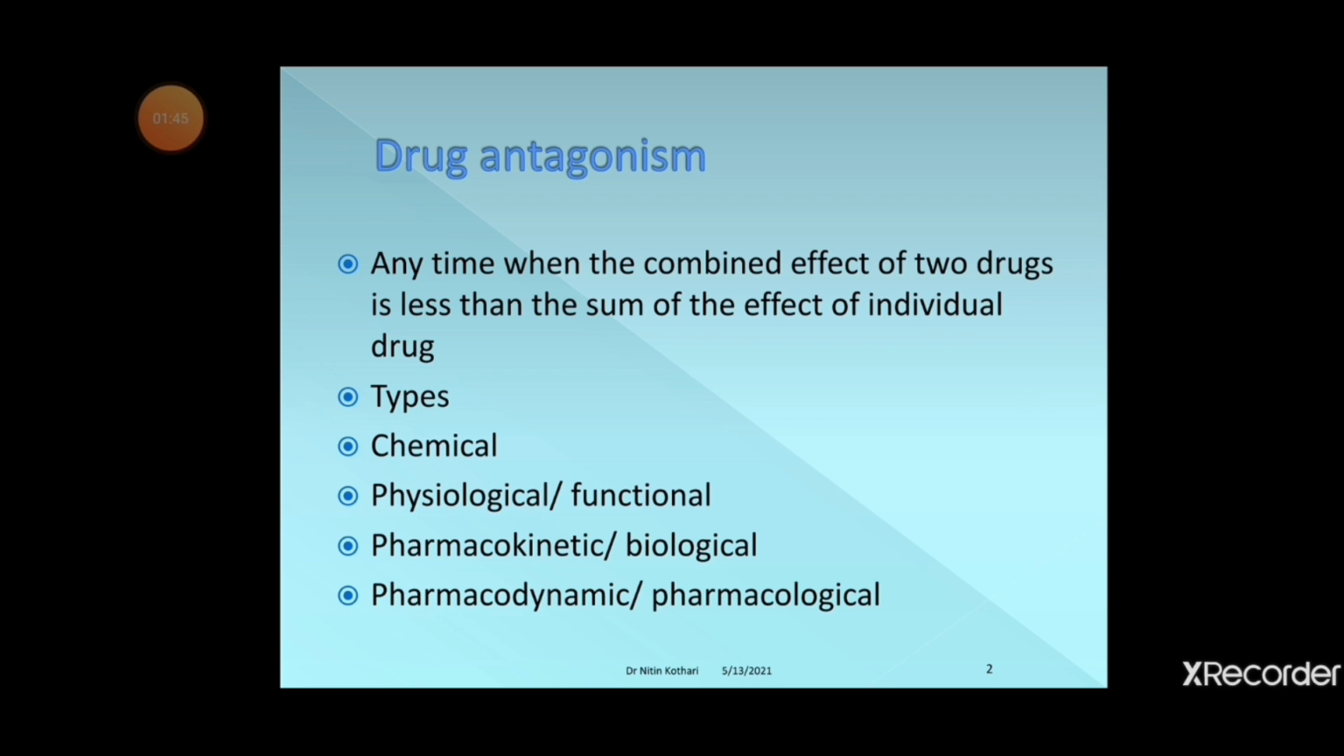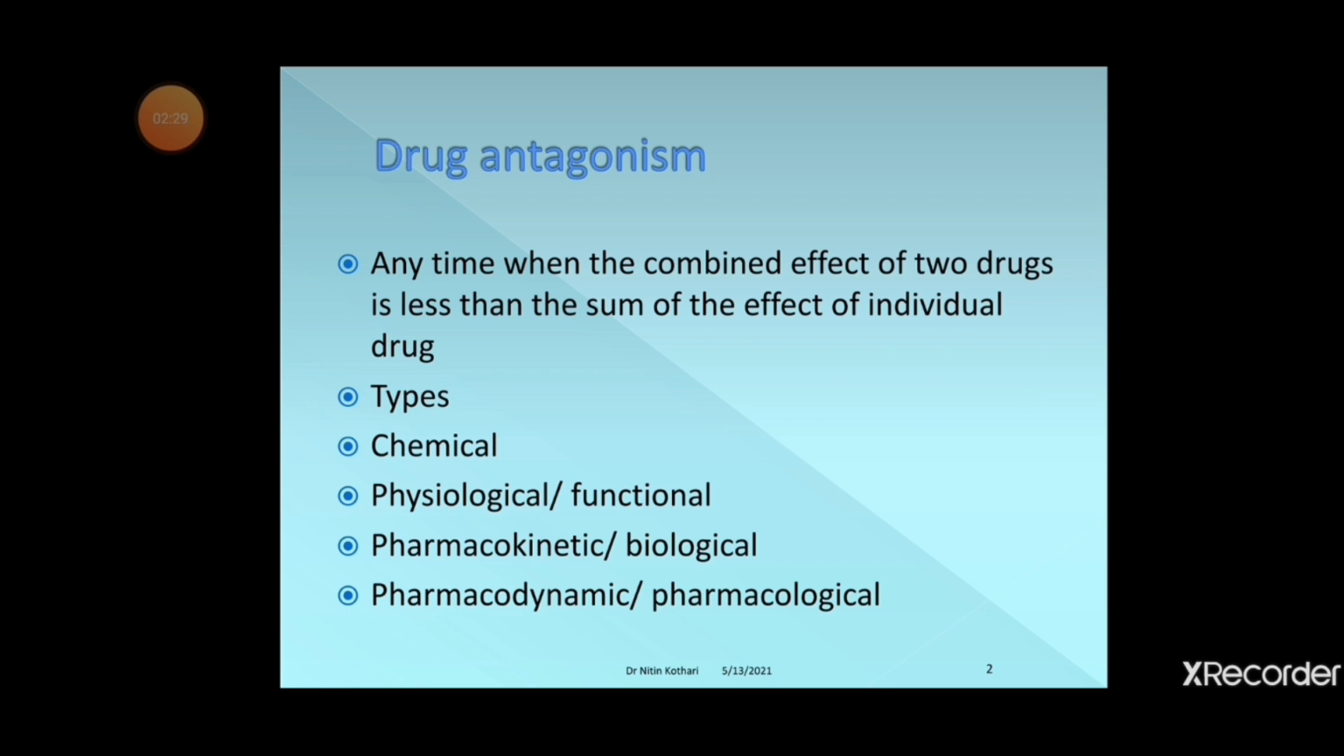For example, drug A alone is given and it is reducing blood pressure by 10 millimeter of mercury. But when drug A is given along with drug B, the blood pressure reduction is only 3 millimeter of mercury. So in this example, we can see the effect of drug A has reduced in presence of drug B. So drug B is antagonist to drug A.